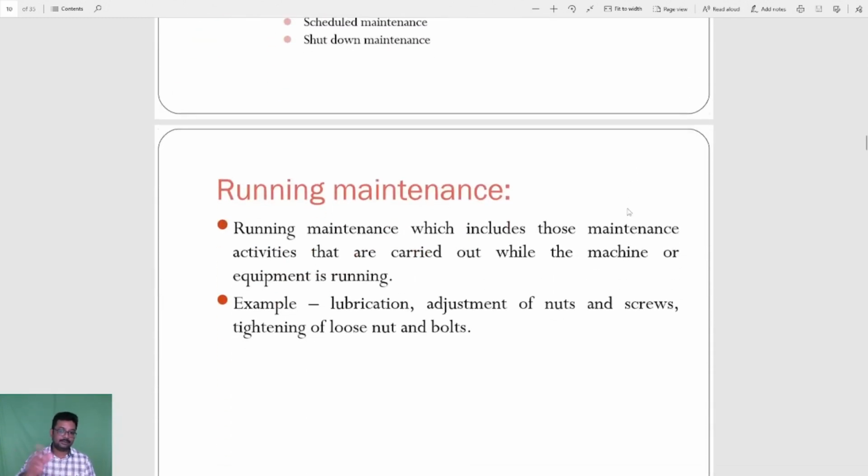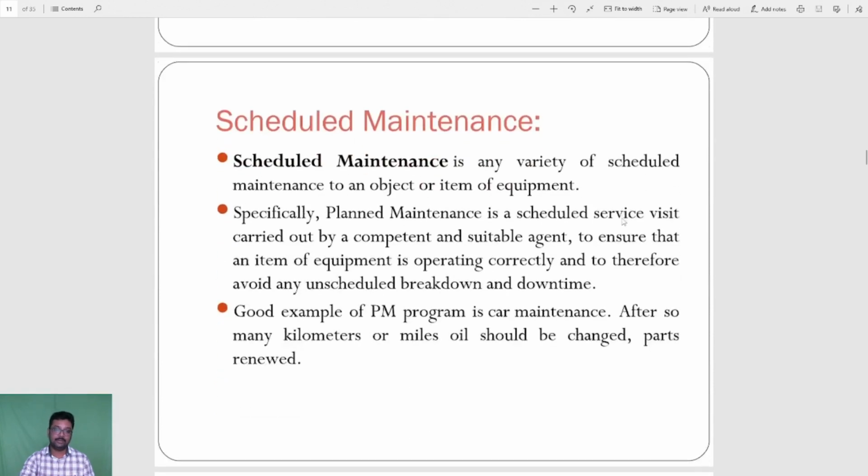Then running maintenance means that while the equipment is running, I add some lubrication or tighten and adjust fasteners like bolts, nuts and screws. That is called running maintenance. Then scheduled maintenance is where, based on time or some input parameters, I carry out the maintenance. A best example is our car.